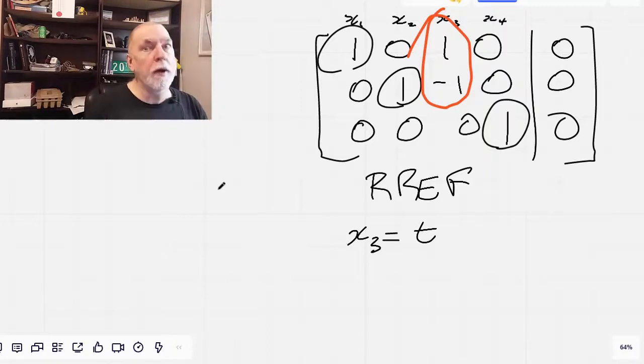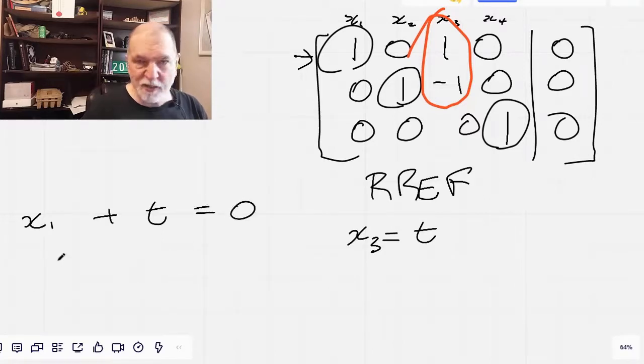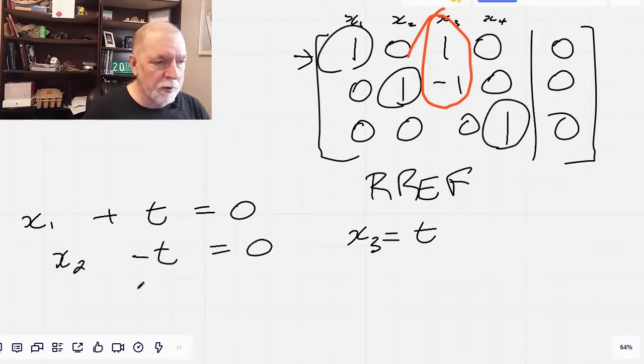Now let's rewrite the information in terms of the variables. Our first row is x sub 1 plus t equals 0. The next row is x sub 2 minus t equals 0. And our final row is x sub 4, just fine and dandy, equals 0.